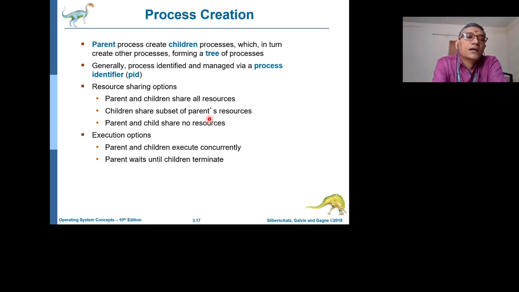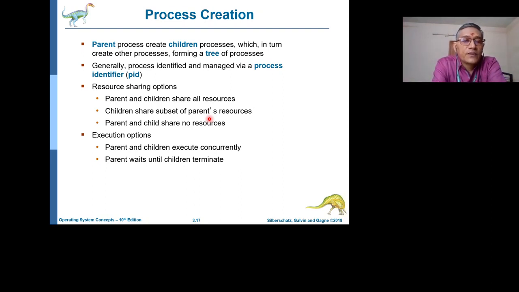So generally, a process is identified and managed through a process identifier, which is the PID. Resource sharing options: parent and children share all resources, children share a subset of the parent's resources, or parent and child share no resources. These are the three different options of resource sharing between the parent and child processes.